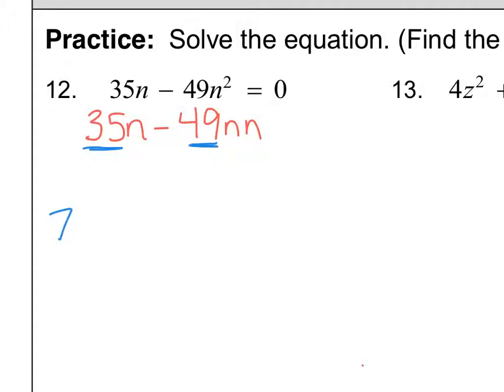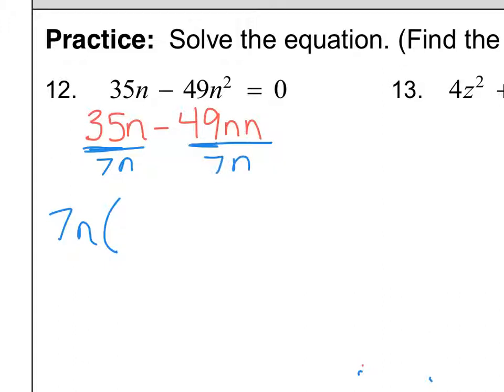And then I'm going to look at my n's. I got 1 n in the first term. I got 2 n's in the second, so I can pull out 1 n. So now I'll put my parentheses, and I'm going to go up and divide out my 7n on both sides. So 7n and 7n.